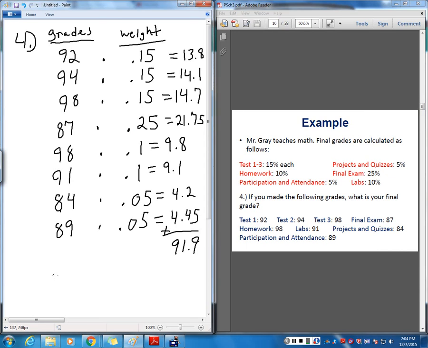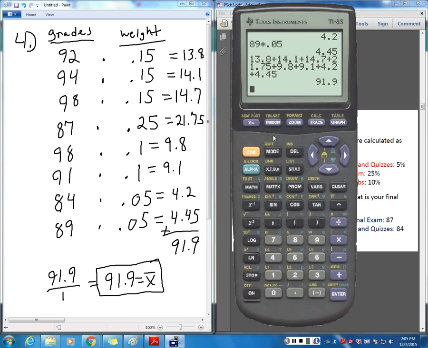So 91.9 divided by 1 gives me 91.9. That's the overall grade, or the weighted mean. That's how I can do that with minimal calculator help. The calculator will also find a weighted mean for you.